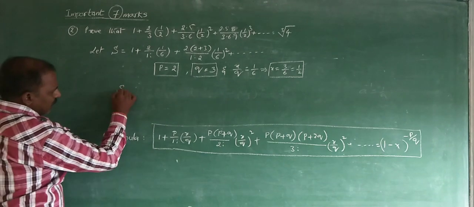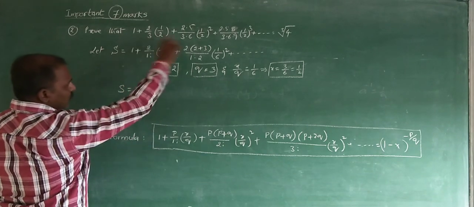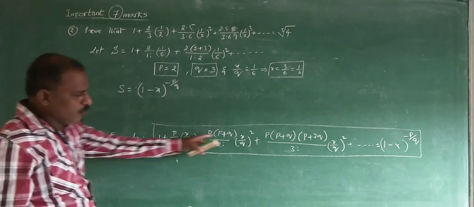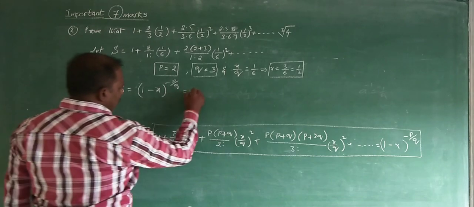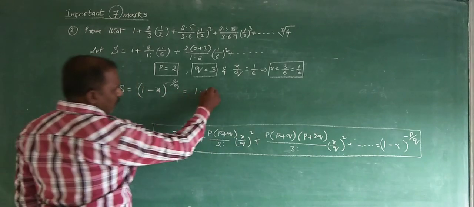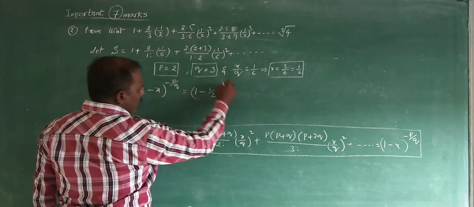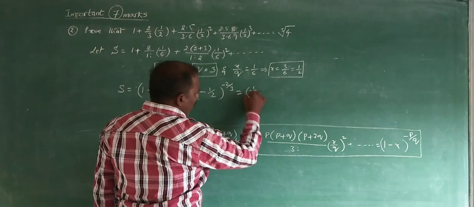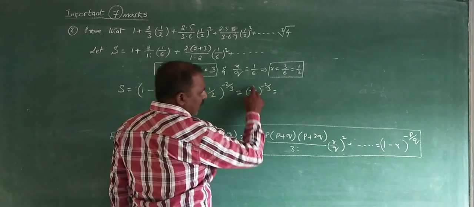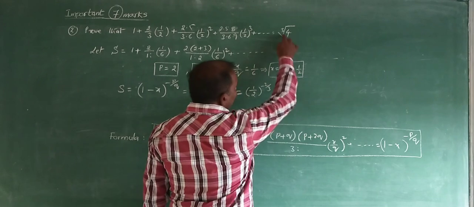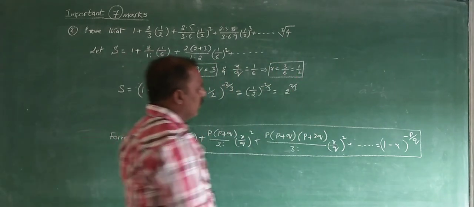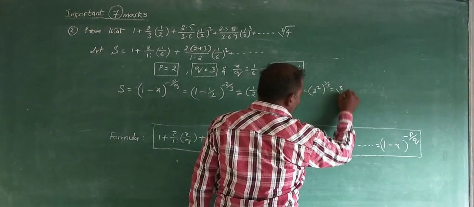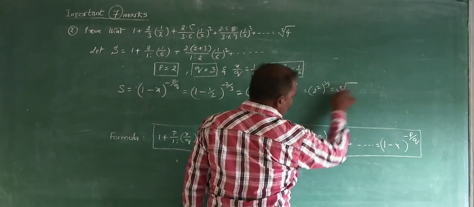So I can write s as (1 minus x) whole to the power of minus p by q, since all are positive. It's of the form p into p plus q by 2. So this can be written as (1 minus 1 by 2) whole to the power of minus p by q, which is minus 2 by 3. That is (1 by 2) whole to the power of minus 2 by 3. I can write it as 2 to the power of 2 by 3, which is equal to the cube root of 4. So I can write it as (2 square) whole to the power of 1 by 3, which is nothing but the cube root of 4.